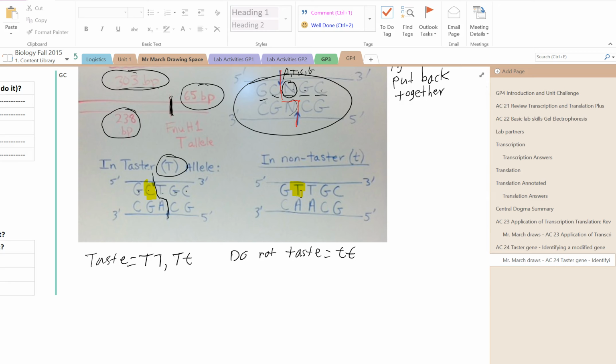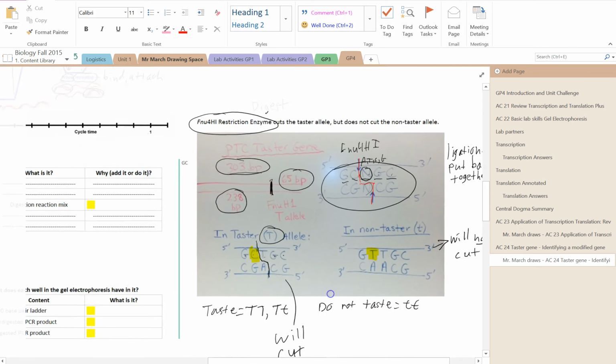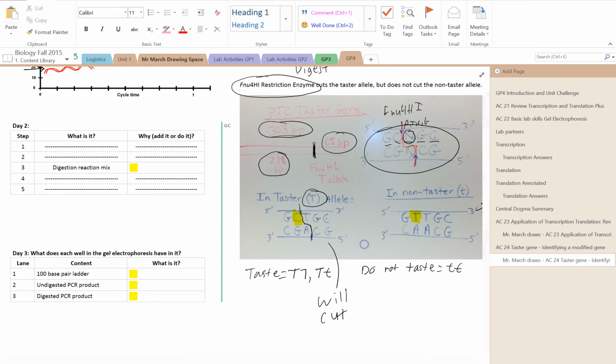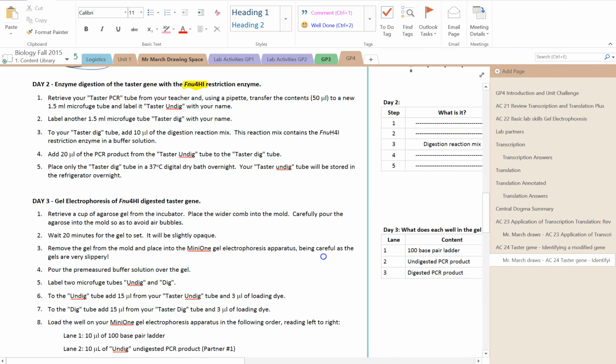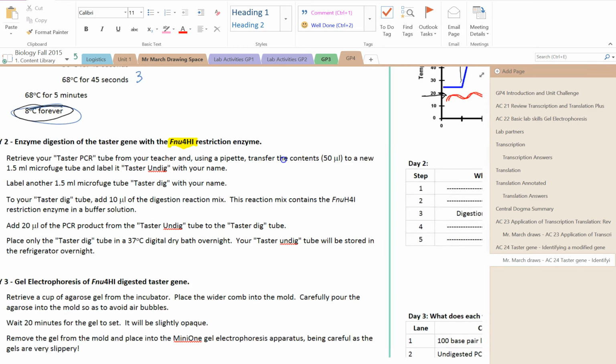So the FNU4H1 enzyme will not cut the recessive, and it will cut the dominant. This will be very important when we go to run this on the gel, right? These results will show up on the gel depending on whether or not it will cut the gene. But in order to get that, we haven't gotten there quite yet. We have to do the digestion first.